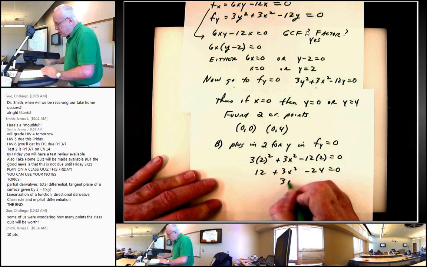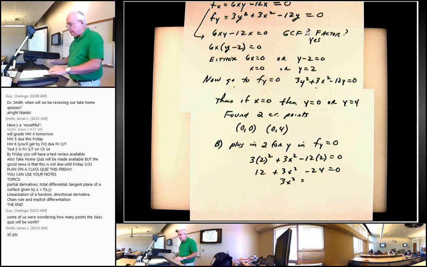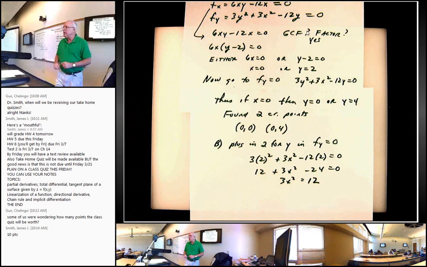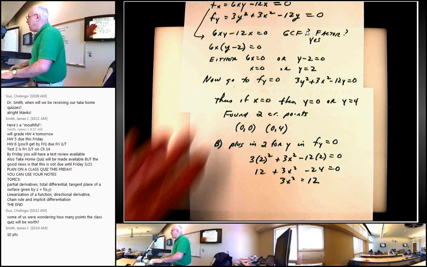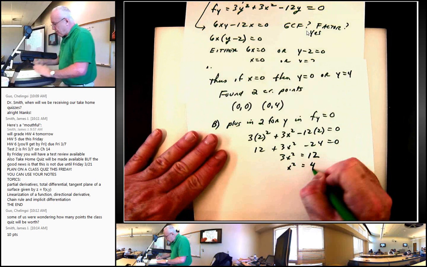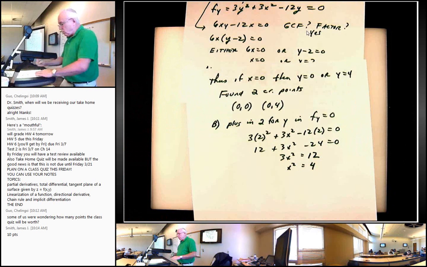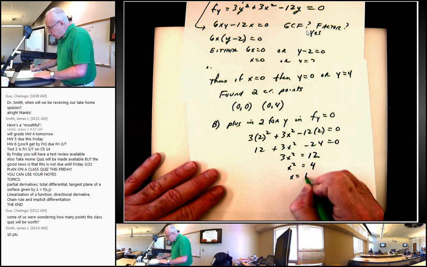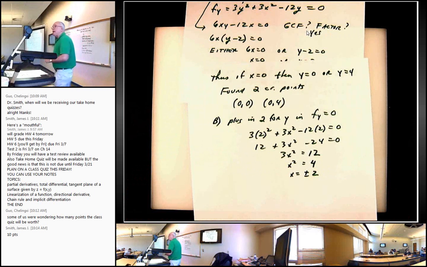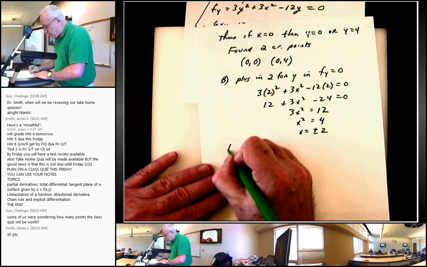So let's get all the numbers on the other side, and I'm going to have 3x squared is equal to 12. And this is looking even nicer because I'm going to have nice whole numbers as my result. So therefore, x squared is equal to 4. So when I do the square root, x is either plus 2 or minus 2. So now I have found 2 more critical points.